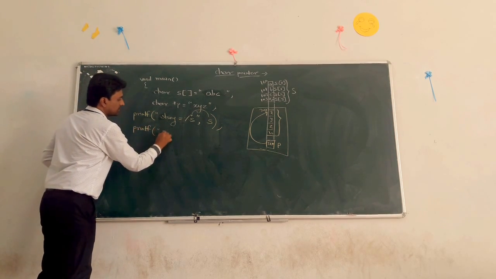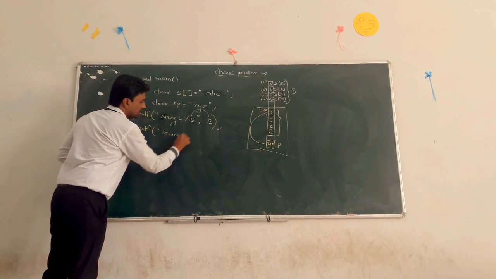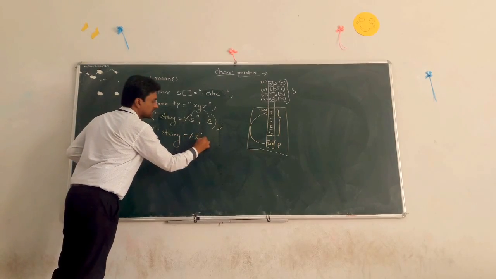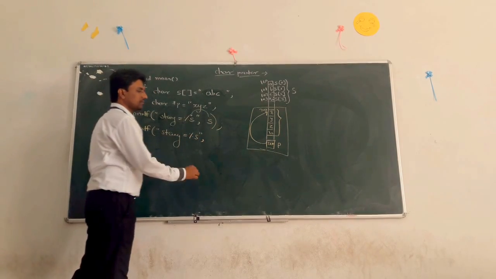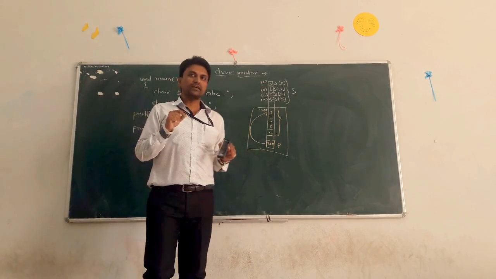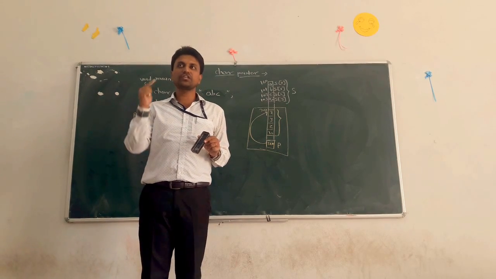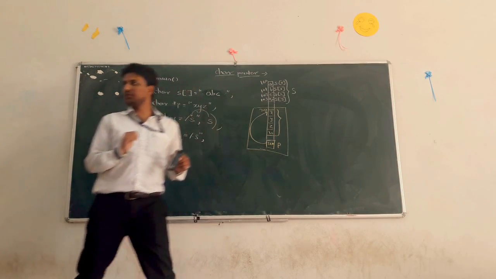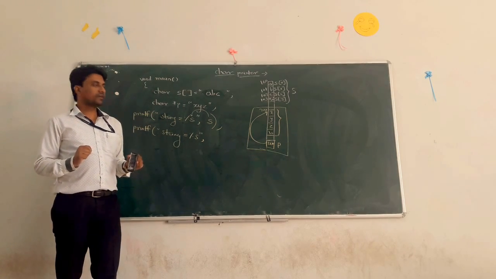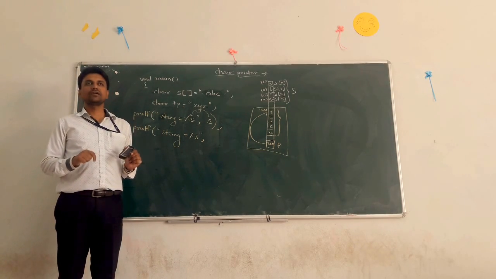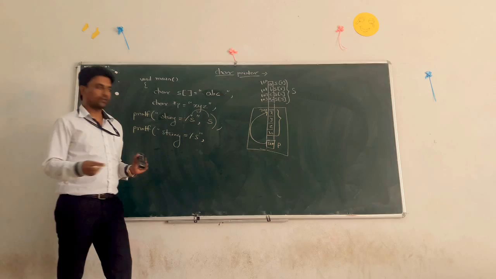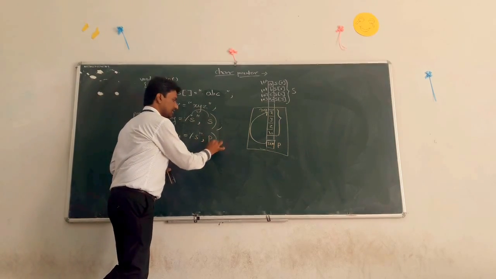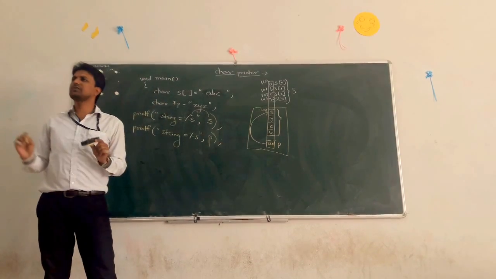printf("string is equal to %s", and then what do we write, pointer p or just p? Just p. That is the optional part.